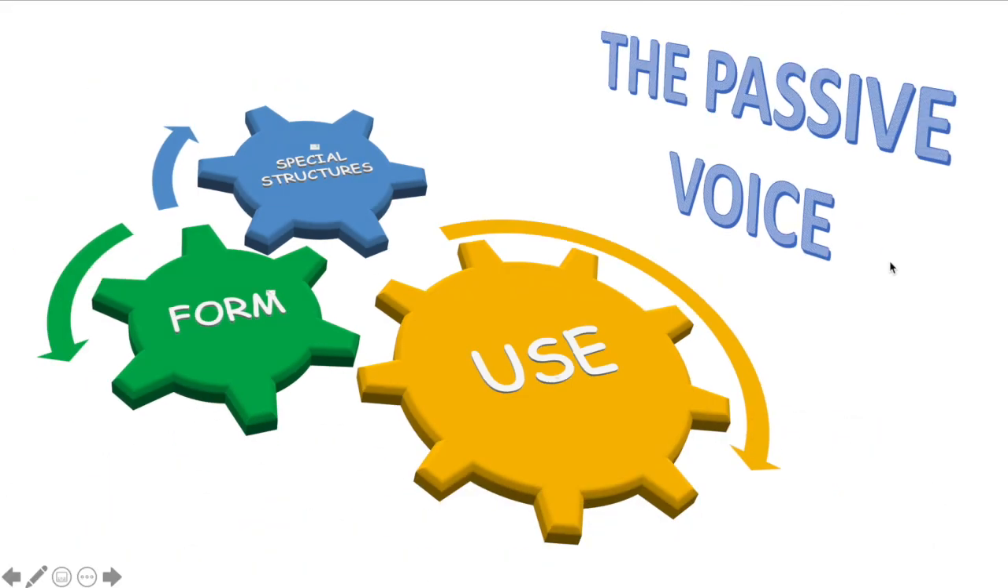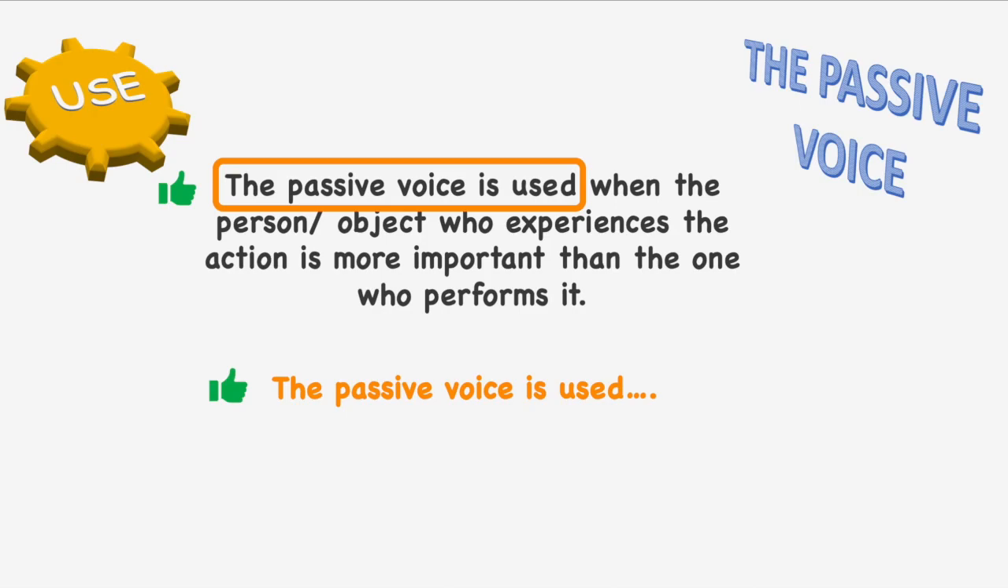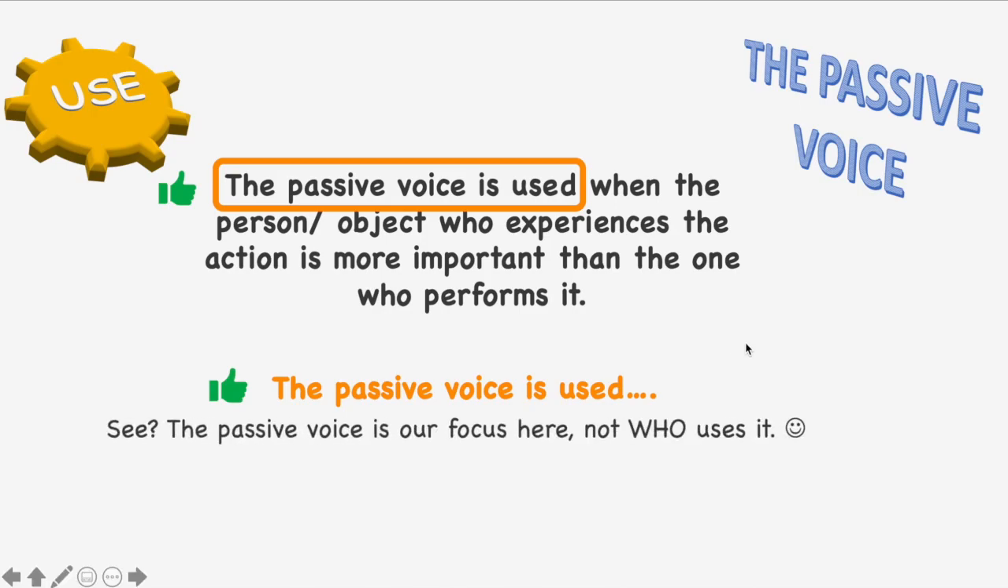Okay, everybody, let's dive into the essential guide to the passive voice. We'll look at when to use it, how to form it, and a few advanced structures as well. The passive voice is used when the person or the object who experiences the action is more important than the one who performs it. We have a perfect example here, actually. The passive voice is used. See, we don't care who uses it. We focus on the passive voice itself.